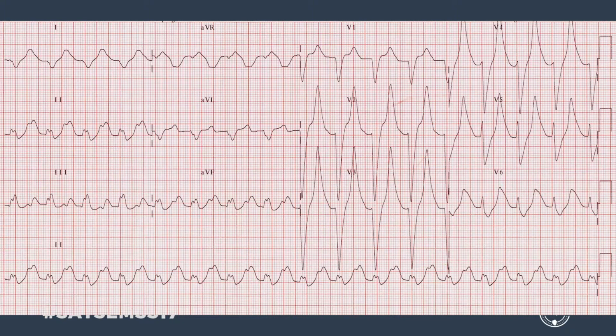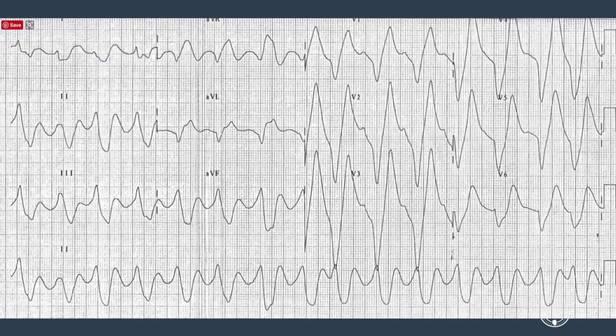In very severe hyperkalemia, we get something that is called a pre-terminal rhythm. This is what we see on this ECG. Down the bottom, in lead 2, we have what is called a sine wave appearance. It's usually followed quite soon after by cardiac arrest.